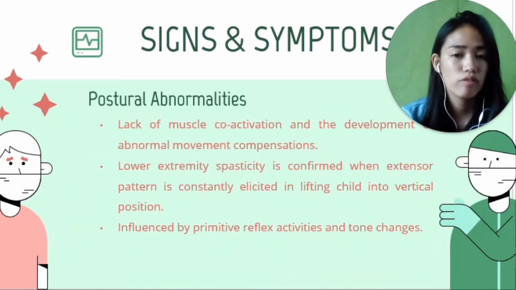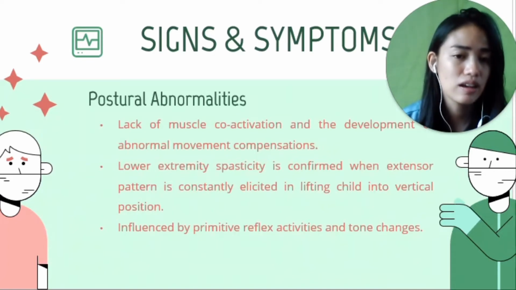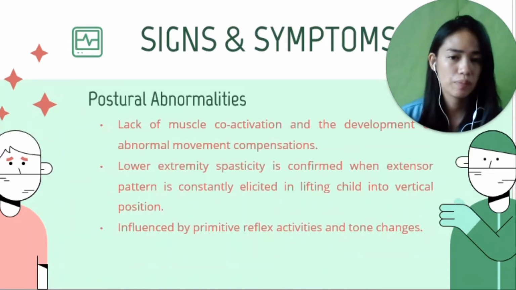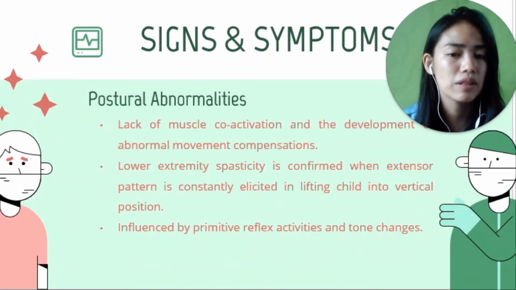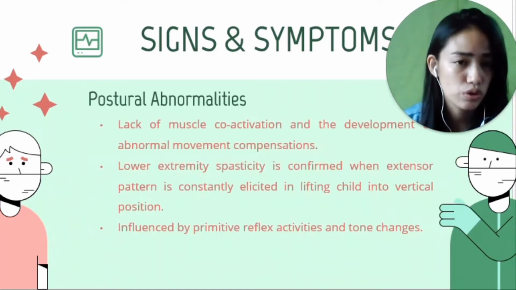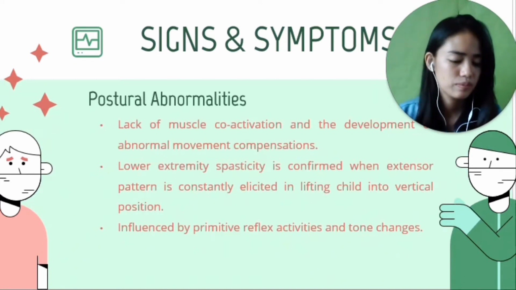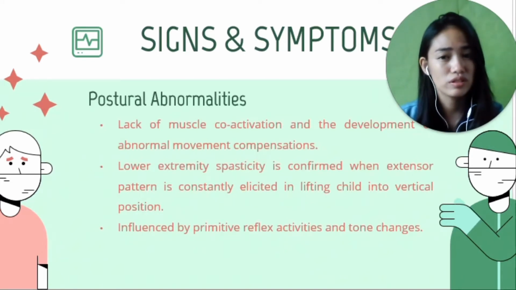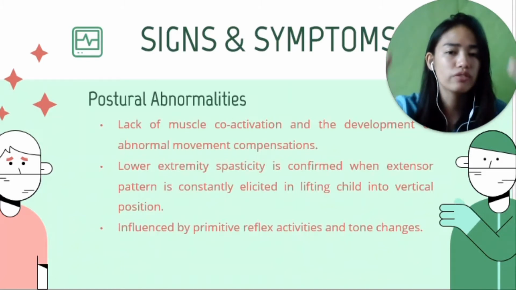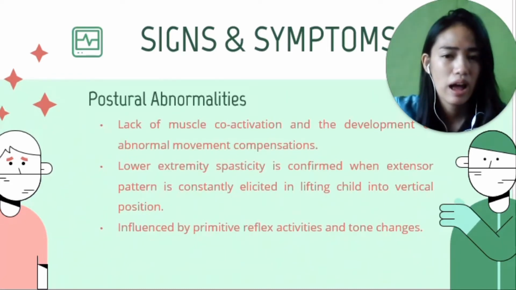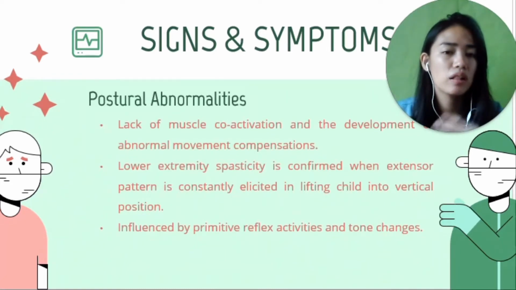So next, we have lower extremity spasticity is confirmed. An extensor pattern is constantly elicited in lifting the child into a vertical position, and then it's influenced by primitive reflex activities as tone changes. So here, patients with cerebral palsy have postural difficulties. So you can expect na when you try to lift a child, kay kana yang lower extremities, so yung legs will have kanang atypical movements.